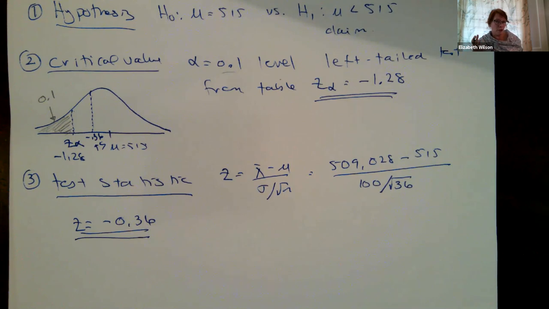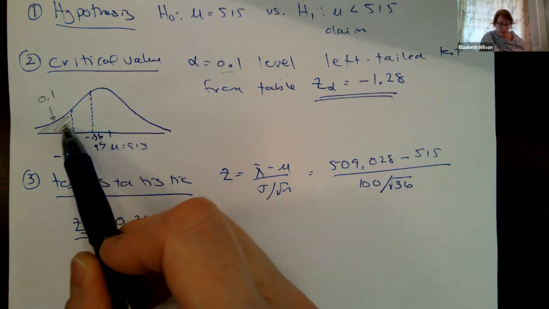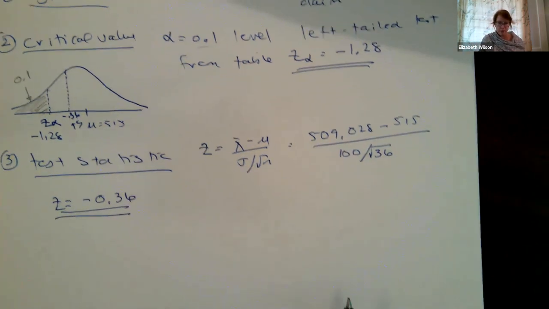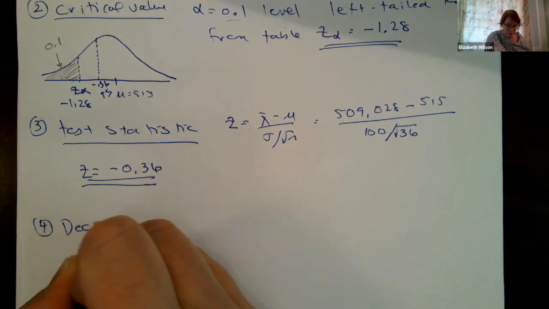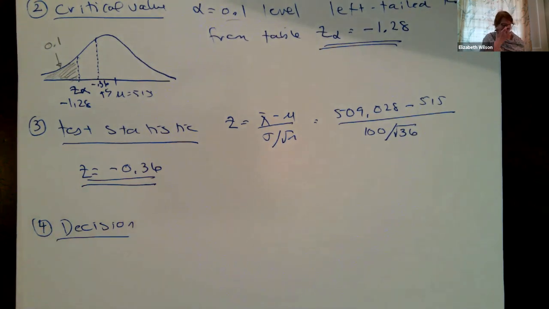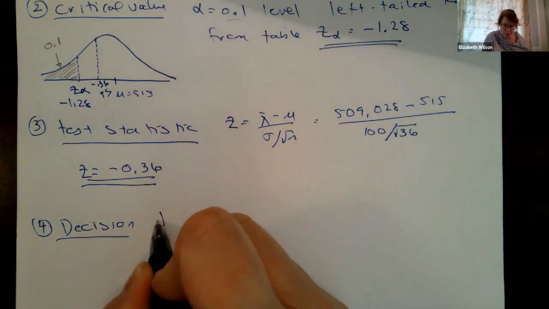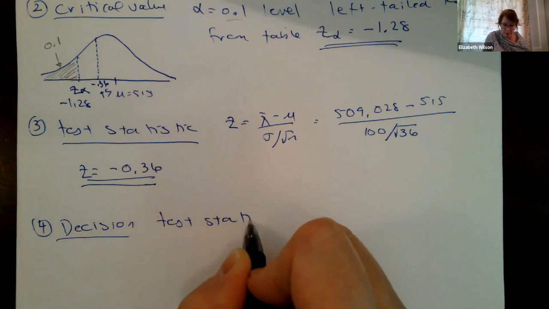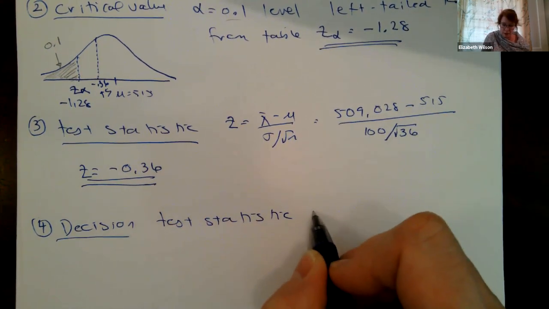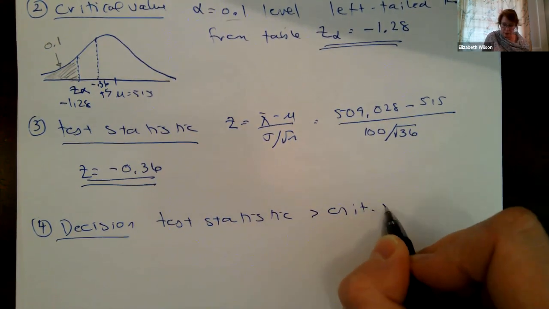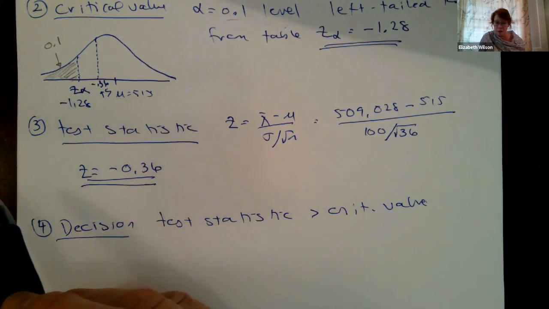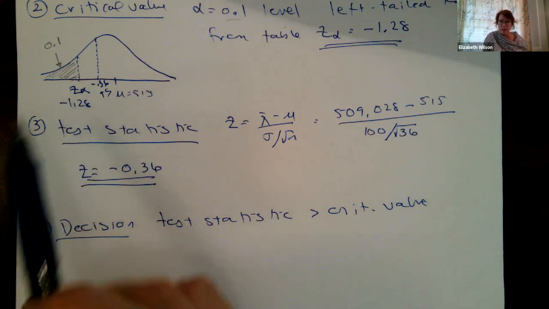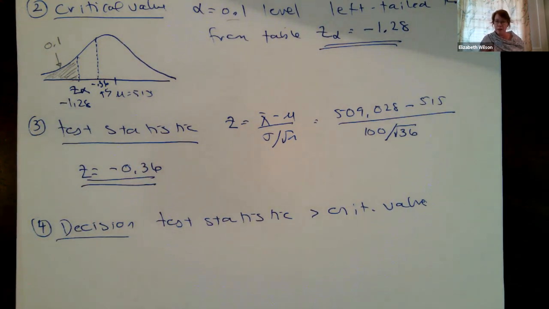You guys can maybe start to see, right? My test statistic is not within my critical region, okay? So I'm going to use that to make my decision. In this case, the test statistic is greater than my critical value. Being greater than means that it's not in the critical region because it's a left-tailed test. For it to be significant, the test statistic would have to be less than my critical value.